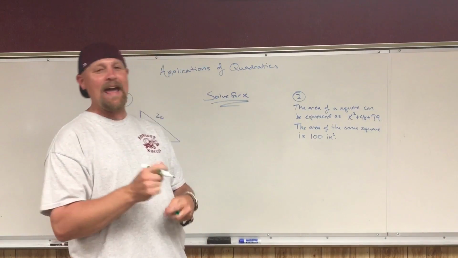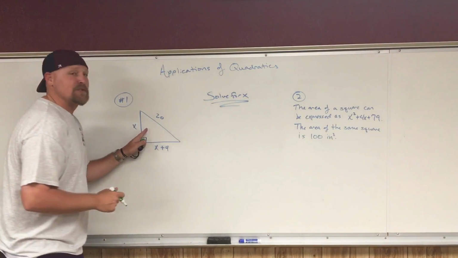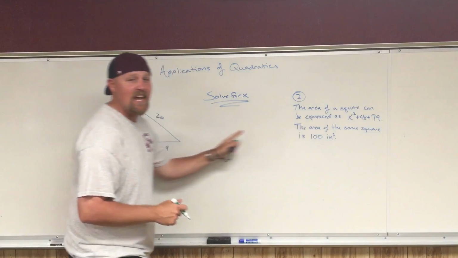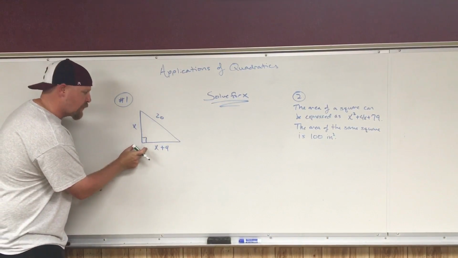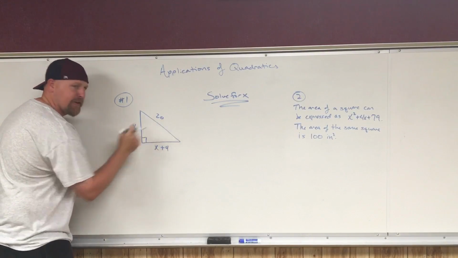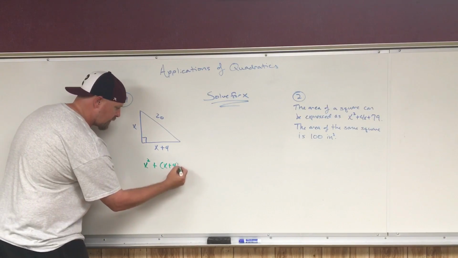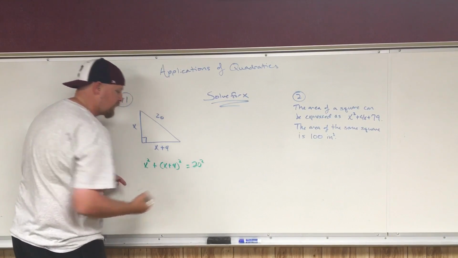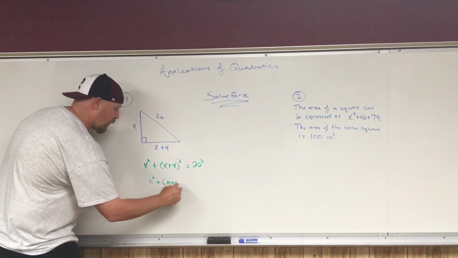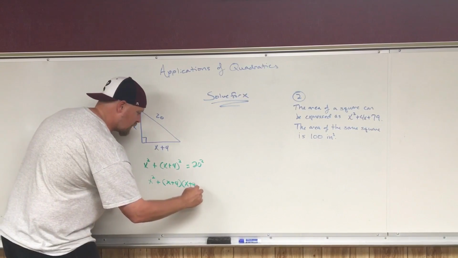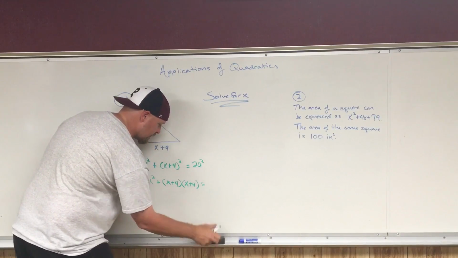And we're going to apply some quadratics stuff to applications. Solve for x. Both of these things, solve for x. Well, this is a right triangle, so I know a squared plus b squared equals c squared. So x squared plus (x plus 4) squared equals c squared. We have x squared plus (x plus 4) times (x plus 4) equals 20 squared. Guys, 20 squared, 400.